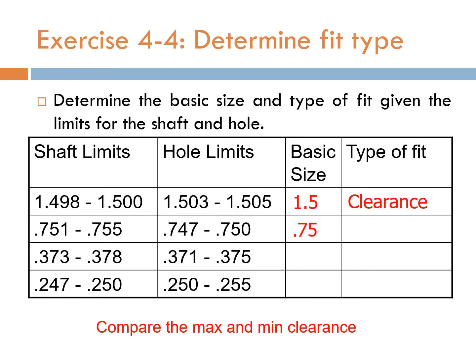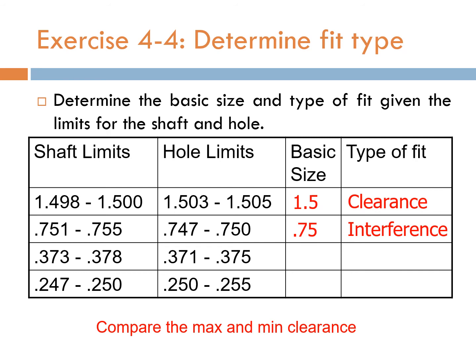Now, what about the type of fit? Do you guarantee there's always clearance? Well, no. If you have a shaft that is 0.751 and a hole of 0.75, there's going to be an interference. So what happens if you have that situation, where you could have a clearance and you might not have the clearance? Well, that's what we call the interference.